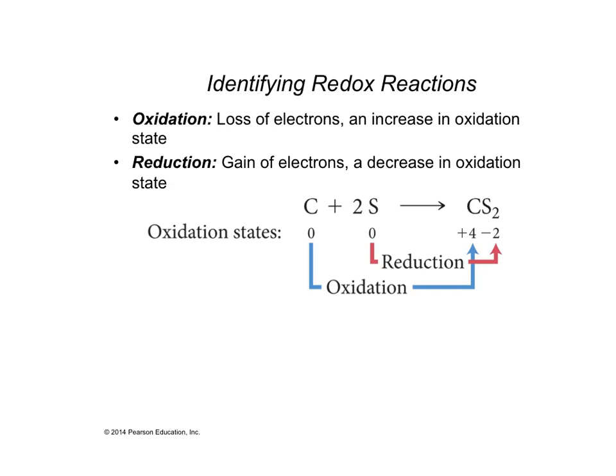Okay, so how are we going to utilize these oxidation states to determine whether or not a redox reaction has occurred? Let's imagine that we have a reaction like this, where we've got carbon and sulfur combining to form this compound, carbon disulfide. If we went in and assigned oxidation states to everything, carbon is in its elemental form, it would have an oxidation state of 0. Sulfur is also in its elemental form, it would also have an oxidation state of 0.